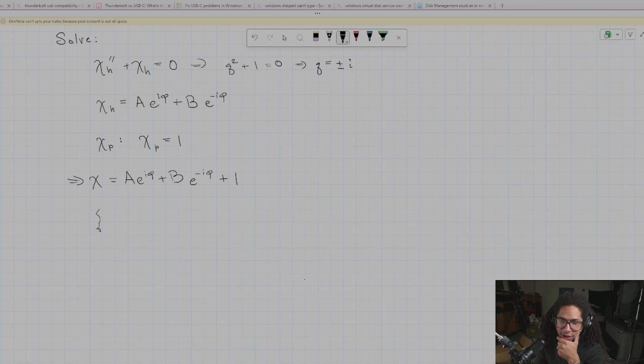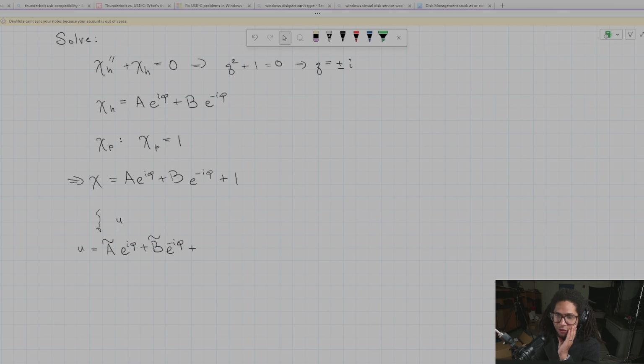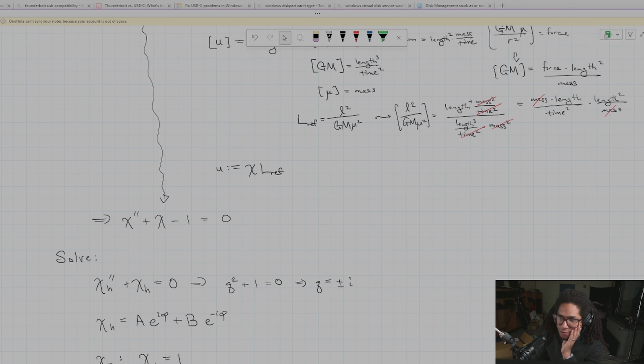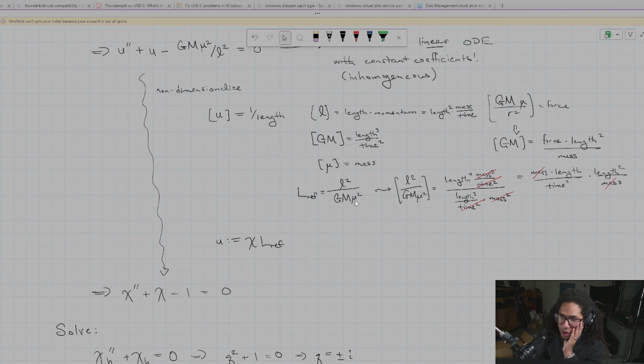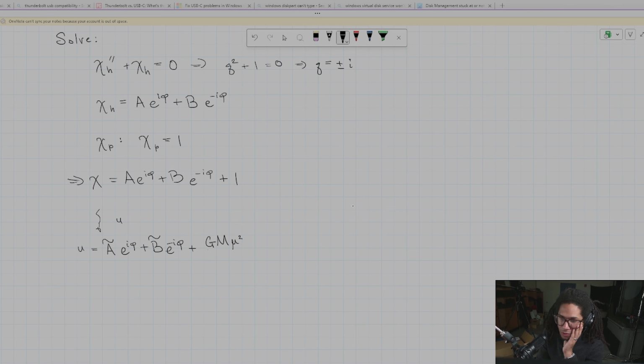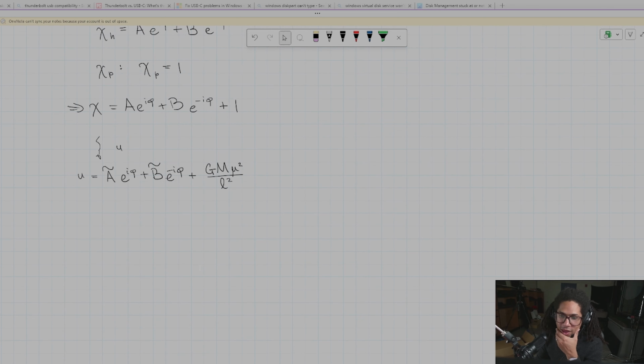Now, we can take this back to solve for u. It's already interesting that we found this reference constant, but going back to u now, u is just equal to, let's say, a tilde e to the i phi plus b tilde e to the minus i phi plus, now to get from chi to u, we divide by L ref. So we get plus G M mu squared over L squared. And then to get to r, we take 1 over this.